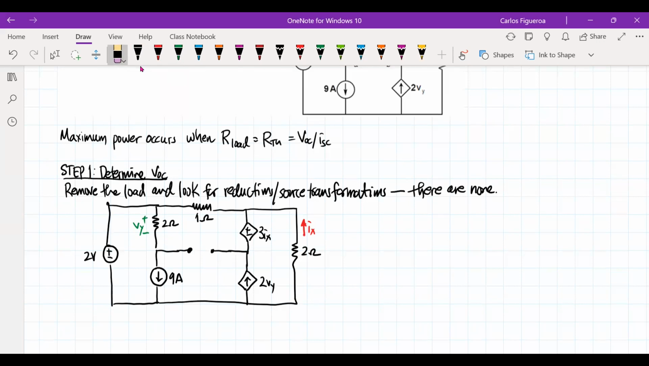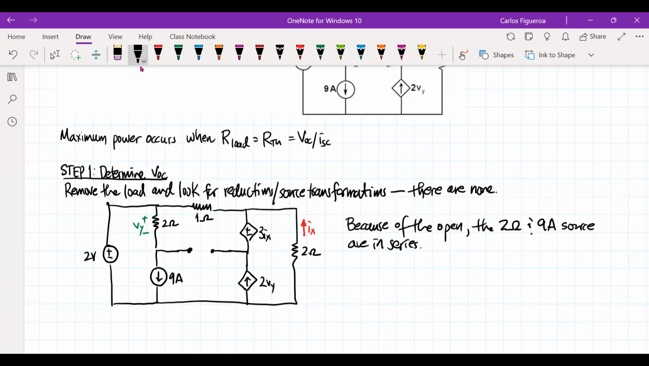When I look at this, the first thing I'm going to start to do is, because of the open, note that this 9 amp source is in series with the 2 ohm. Because of the open, I see that the 2 ohm and 9 amp source are in series.